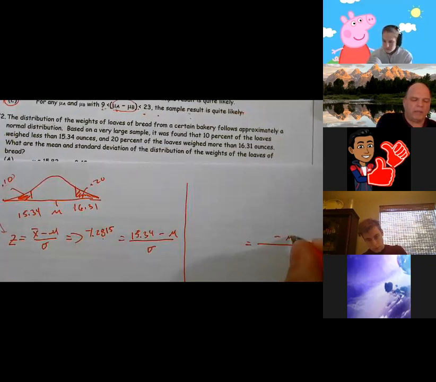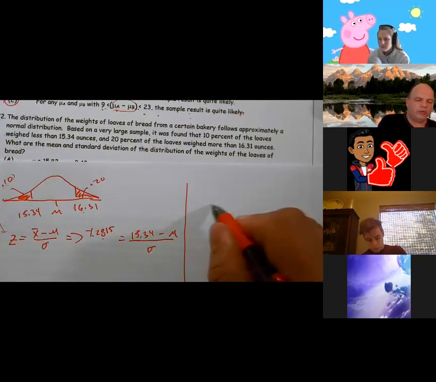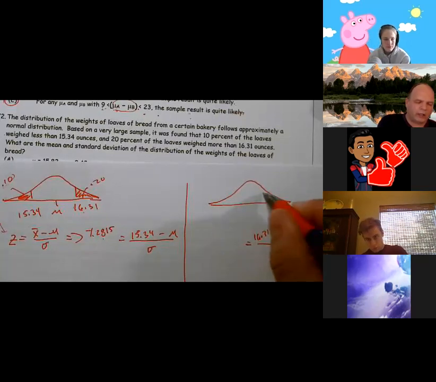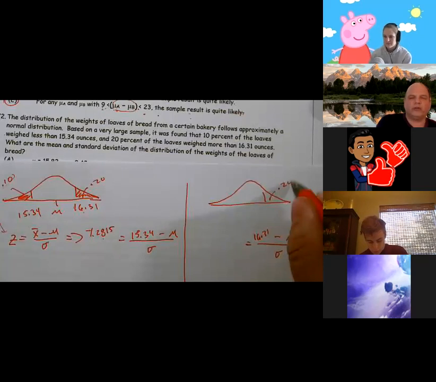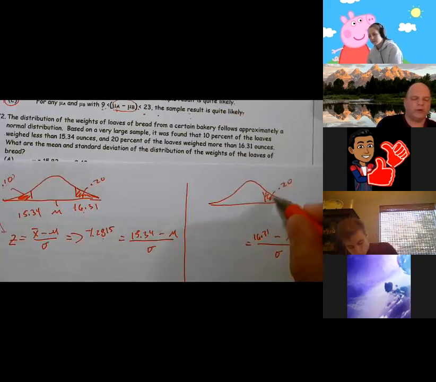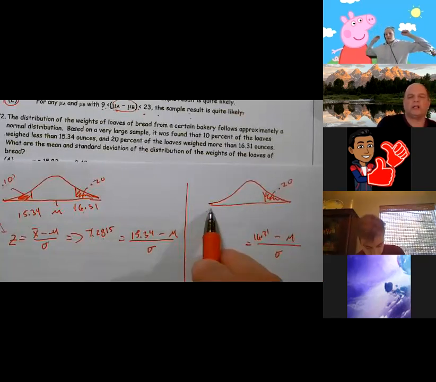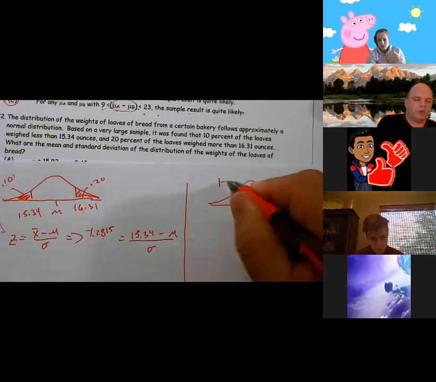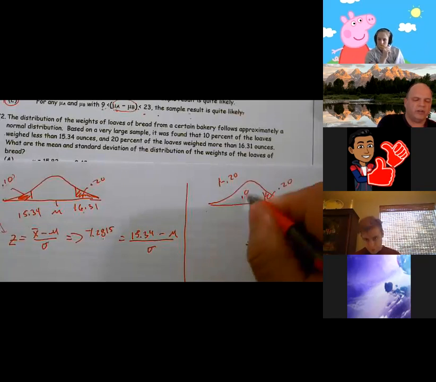We know we don't know my mean. We know we don't know the standard deviation. We know the x bar is 16.31. Now this one we have to be a little bit careful on because of the way our calculators work. This is 0.20. This is what we're interested in. But remember, our calculators work from left to right. So this area is 1 minus 0.20, which is 0.80.